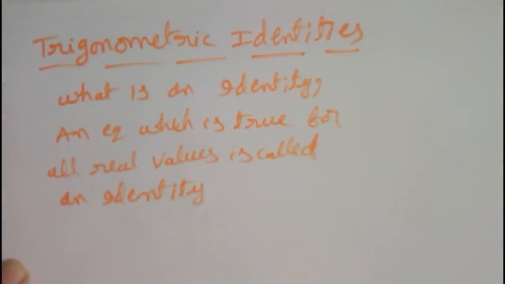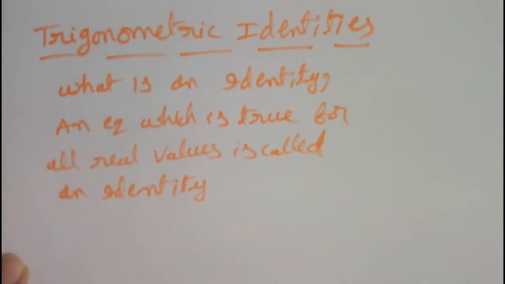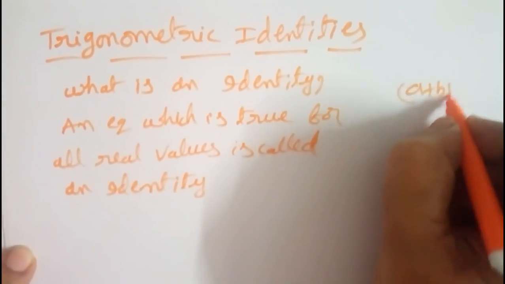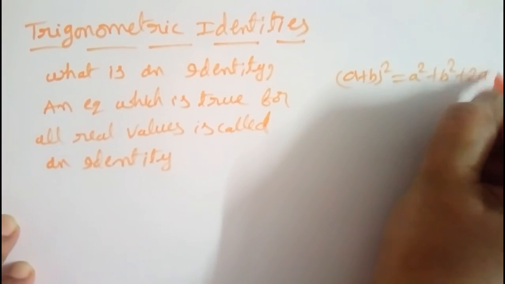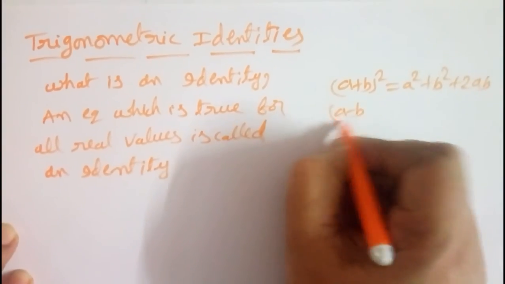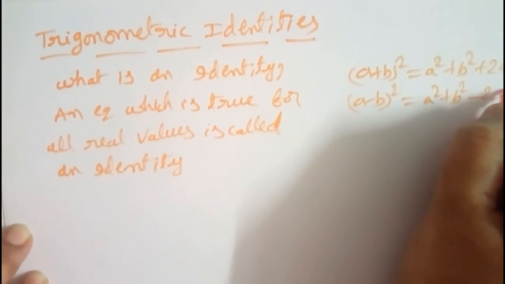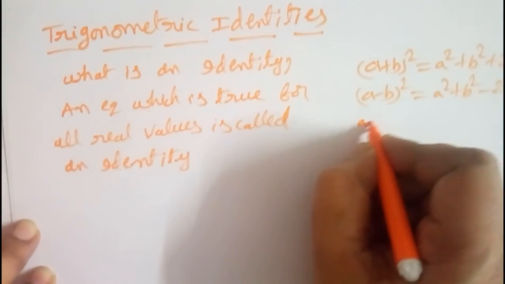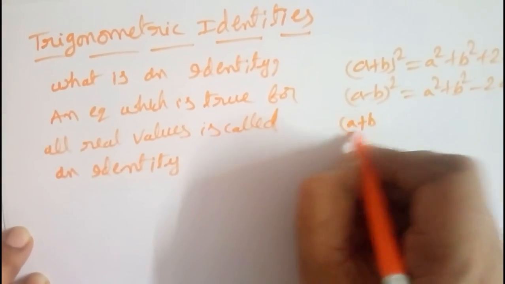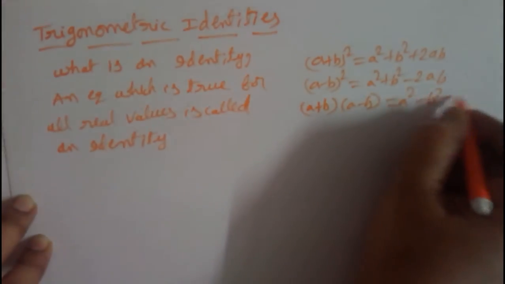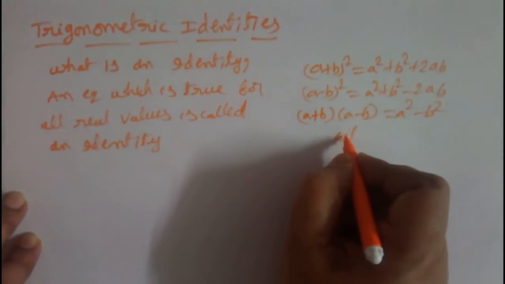Now can you tell me some algebraic identities? What are the algebraic identities? (a + b) whole square is equal to a square plus b square plus 2ab. (a - b) whole square is equal to a square plus b square minus 2ab. (a + b)(a - b) is equal to a square minus b square, like this, and so on.